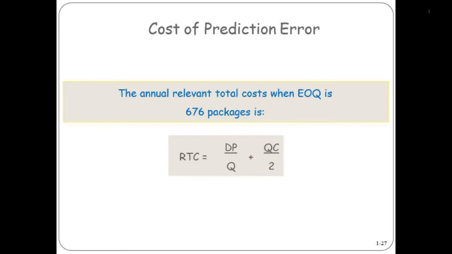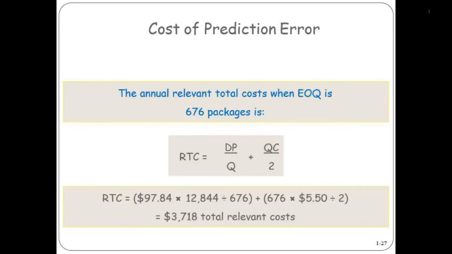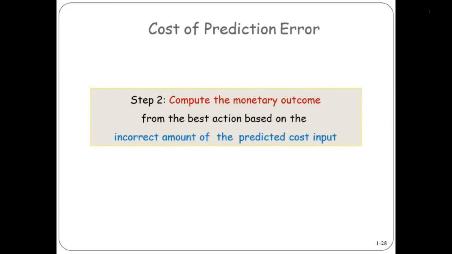At 676, your economic order quantity would result in a total relevant cost, your ordering costs plus your carrying costs, of $3,718. This is how much it should cost you at the correct economic order quantity. But you weren't too smart. You used 988.